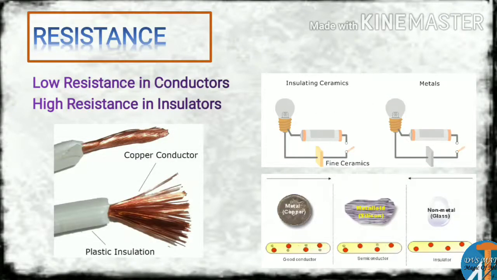So you can observe the wire. You might have observed the wire. It is a copper wire with plastic insulation. So here plastic is the insulator and copper is the conductor. So there is high resistance in the plastic insulation, low resistance in this copper conductor. Clear? So now let me see on what factors the resistance depends.